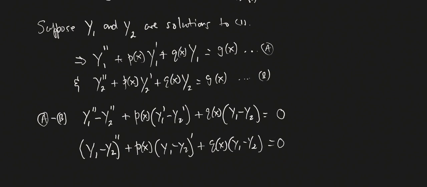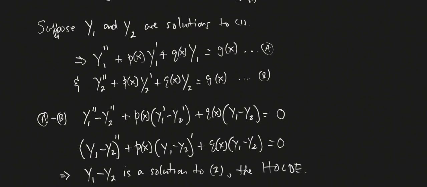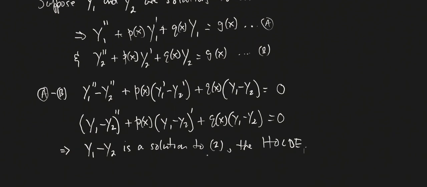What is interesting now is I started with two solutions to the non-homogeneous equation. But the difference of those two functions satisfies the homogeneous equation. So this implies that y1 minus y2 is a solution to equation 2, which is the homogeneous equation. That's pretty remarkable. Now, let's take it a step further.